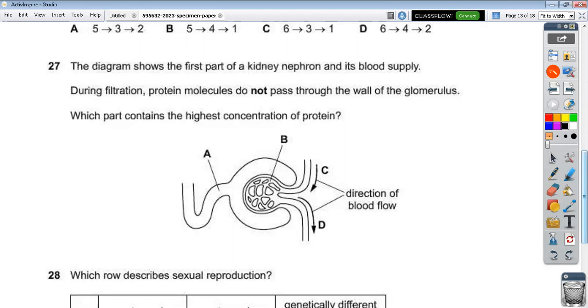Is it A? No. During filtration, protein molecules do not pass through the walls. Direction of blood flow. Is it C? No, the opposite is true. The answer is D. Can you explain that? Why did you think it's C?